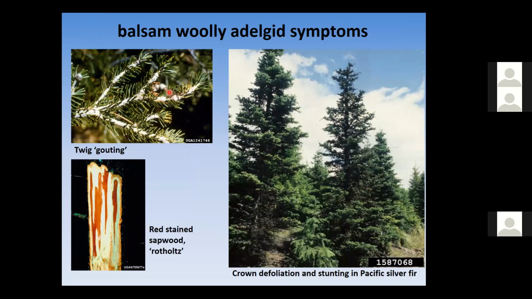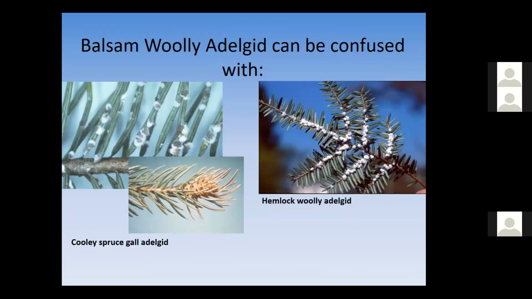Other symptoms are swelling, this abnormal swelling in the branch tips, called gouting, almost like knuckles. And then the tree crown starts to kind of collapse in a little bit and get smaller. You're not getting a lot of good growth. You might be familiar with some of the other adelgids you've seen out there.